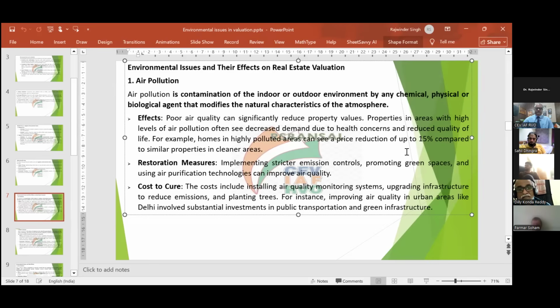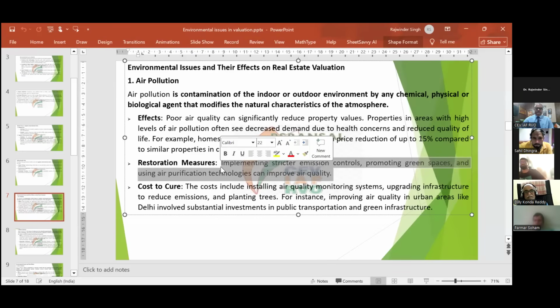For example, properties in areas with high levels of air pollution often see decreased demand due to health concerns and reduced quality of life. Homes in highly polluted areas can see a price reduction of up to 15% compared to similar properties in cleaner areas. Another thing which will affect the value is restoration measures. Implementing stricter emission controls, promoting green spaces, and using air purification technologies can improve the air quality.